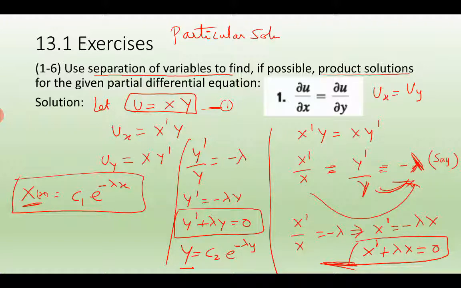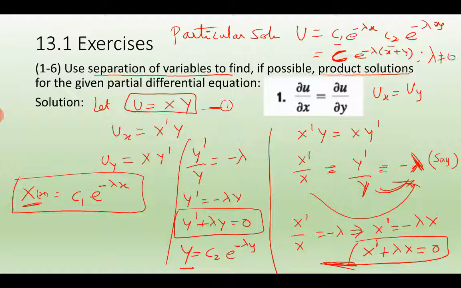The particular solution is u, which is x times y, that is c1 into e power minus lambda x, c2 into e power minus lambda y. Now c1 and c2 are constants. Their multiplication is yet another constant, called the constant c. Now we can club the remaining terms. E power minus lambda is common, x plus y.